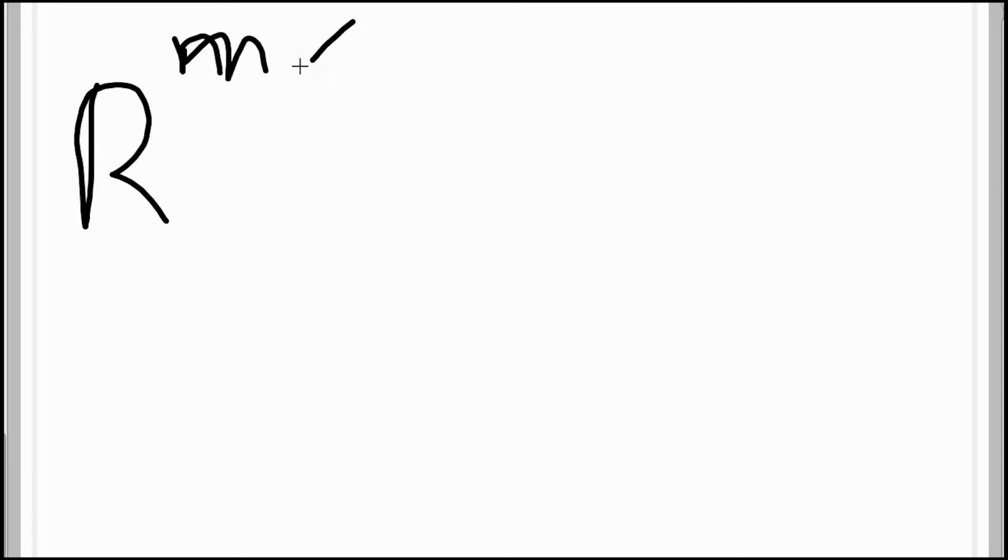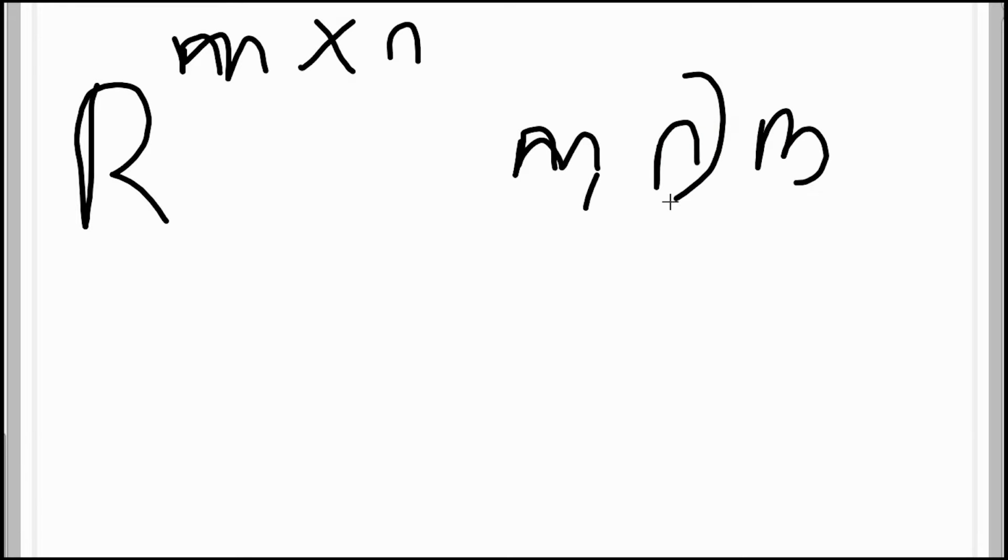So that's what we mean by m, n. So having our real number now, it's a real valued m, n matrix. So that's about that.